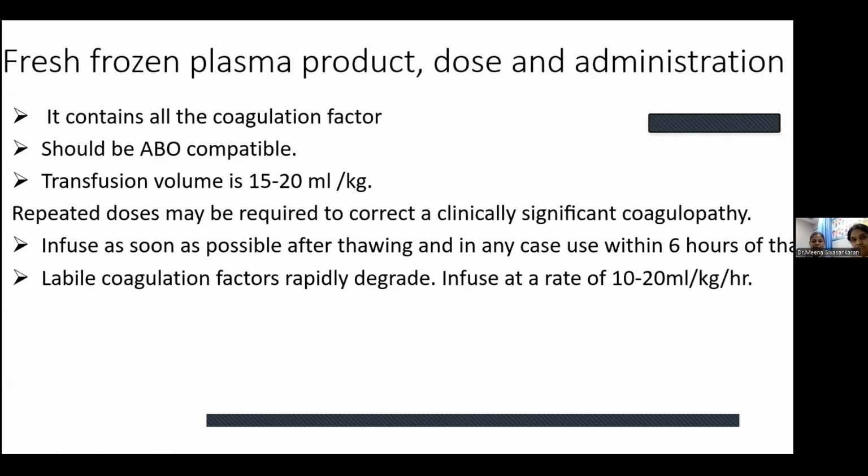Next, we will see fresh frozen plasma, dosage and administration. Fresh frozen plasma contains all the coagulation factors. It should be ABO compatible. Transfusion volume is 15 to 20 ml per kg. Repeated doses may be required to correct a clinically significant coagulopathy. Infuse as soon as possible after thawing, and in any case use within 6 hours of thawing, as labile coagulation factors rapidly degrade. Infuse at a rate of 10 to 20 ml per kg per hour.